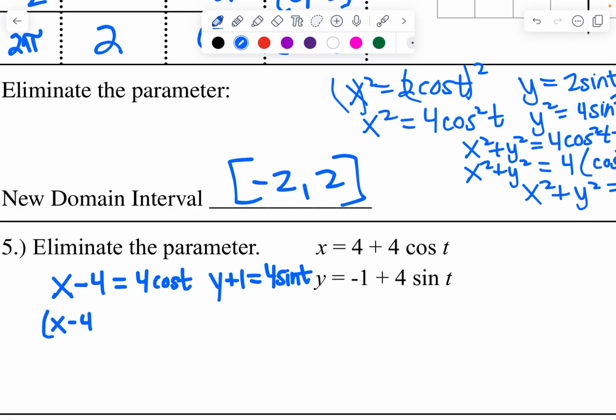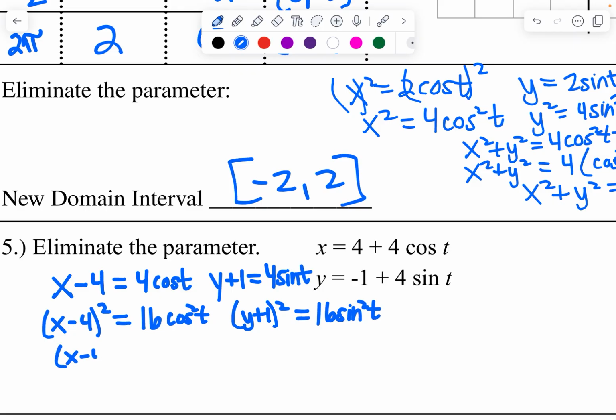Then I'll square both sides. I won't actually multiply out the left. I'll just keep it x minus 4 quantity squared. On the right side, 4 squared is 16, and then cosine squared of t. Same thing for y. So we'll have y plus 1 quantity squared equals 16 times sine squared of t. And so now if I add these together, x minus 4 quantity squared plus y plus 1 quantity squared has to equal the sum of the other sides of the equations.